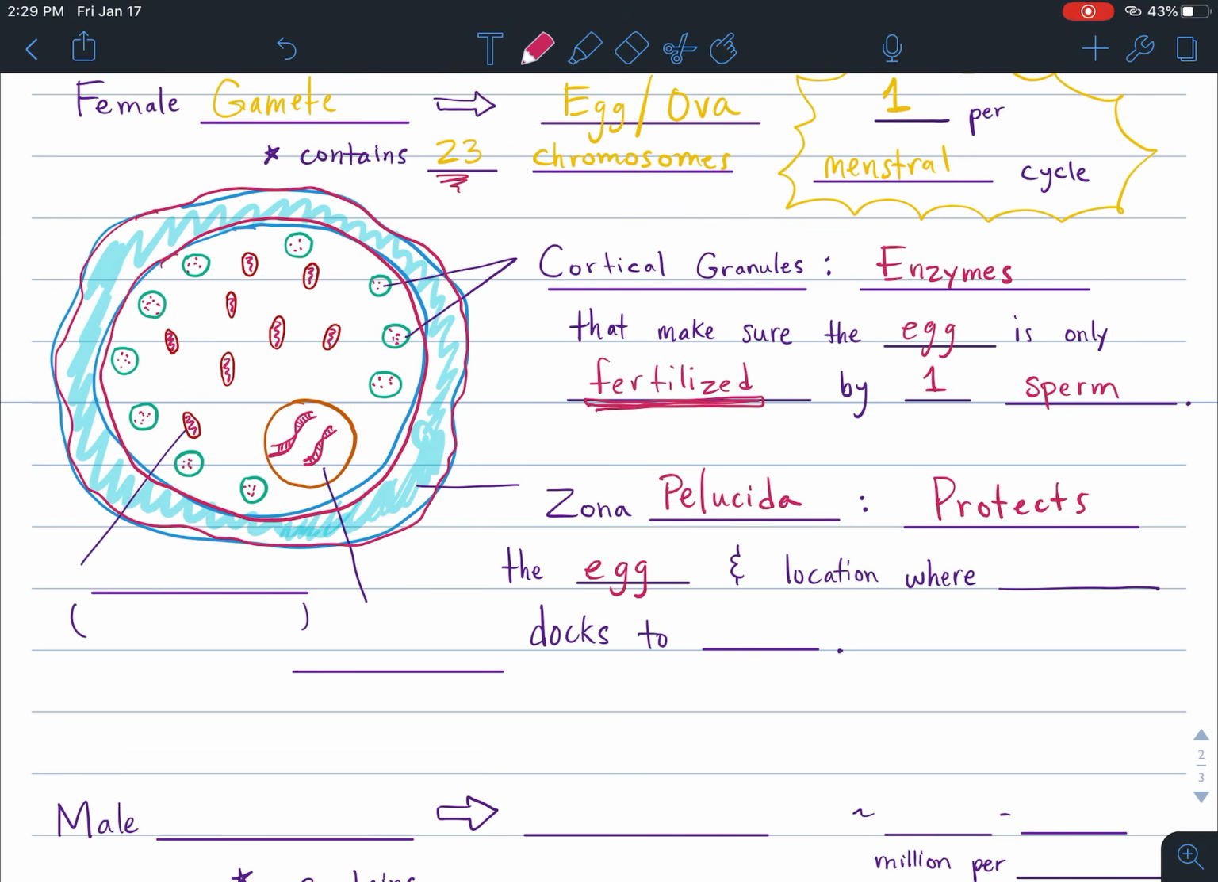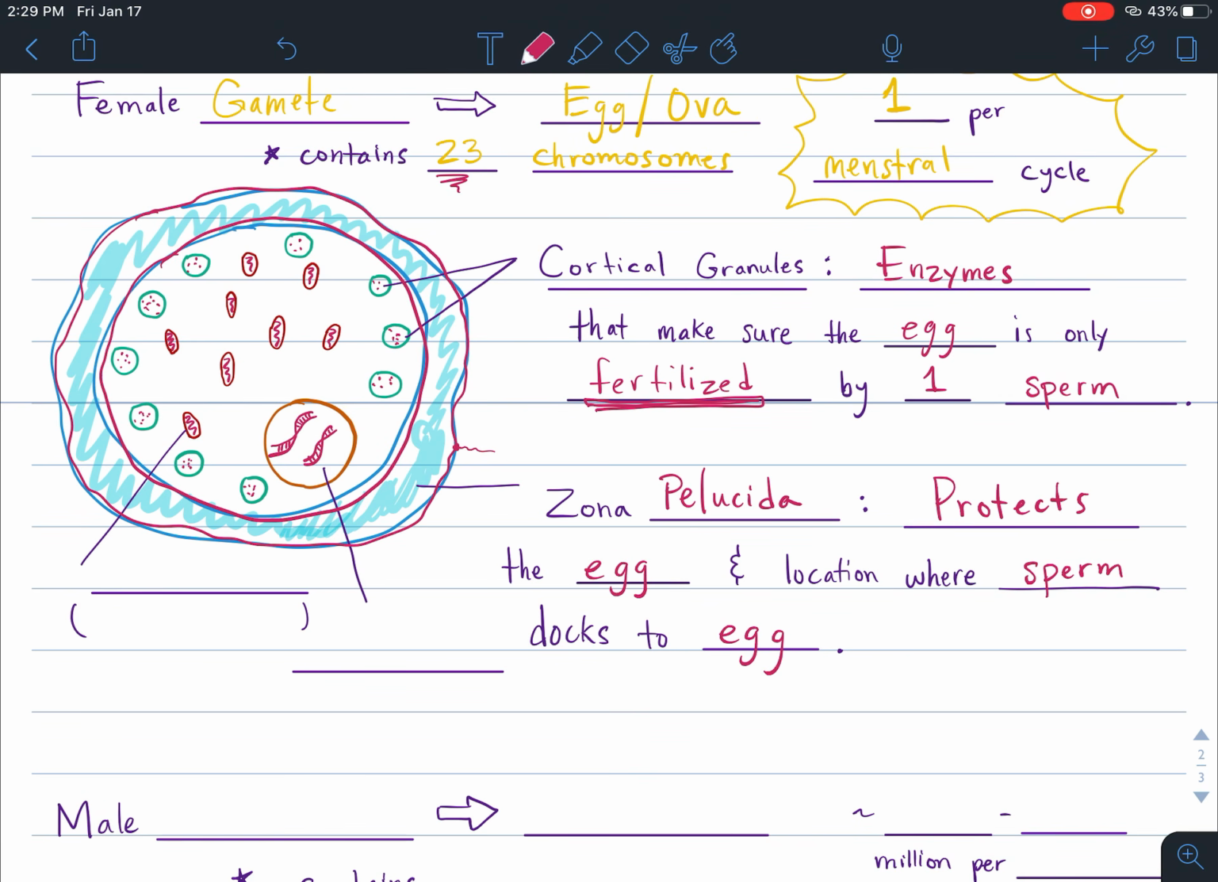It's kind of like the shell, but the shell is a hard thing if you think about a chicken's egg. The Zona Pellucida is like this jelly substance that protects the outside of the egg, and it's the location where the sperm is going to dock to the egg. So the sperm swims to the egg, and then it gets here and it sticks to the Zona Pellucida, and we'll learn about how that sperm then gets inside of that egg cell.